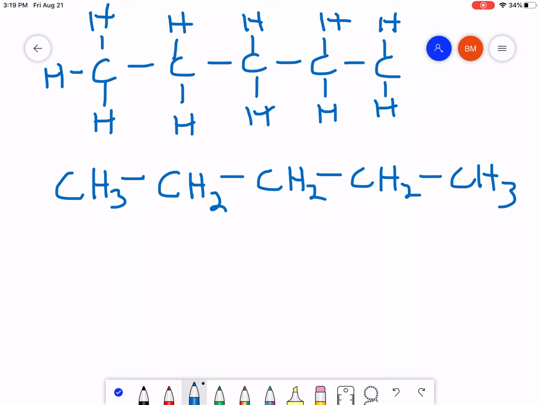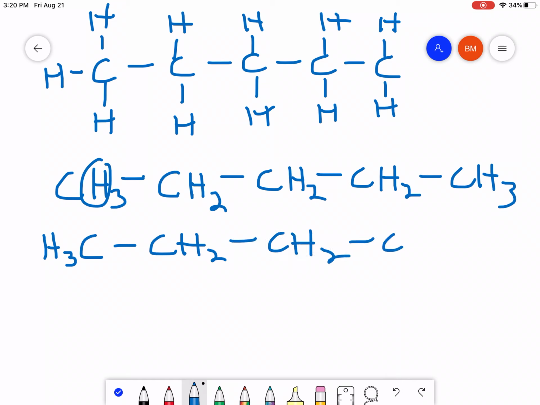Some people would prefer to draw this like this. Instead of putting CH3 at the end, they like to put H3C to make it a little bit more apparent that this hydrogen over here is not bonded to two carbons. Again, that's just sort of a matter of preference. You can do it either way. But if we drew one like that, that would be fine too.